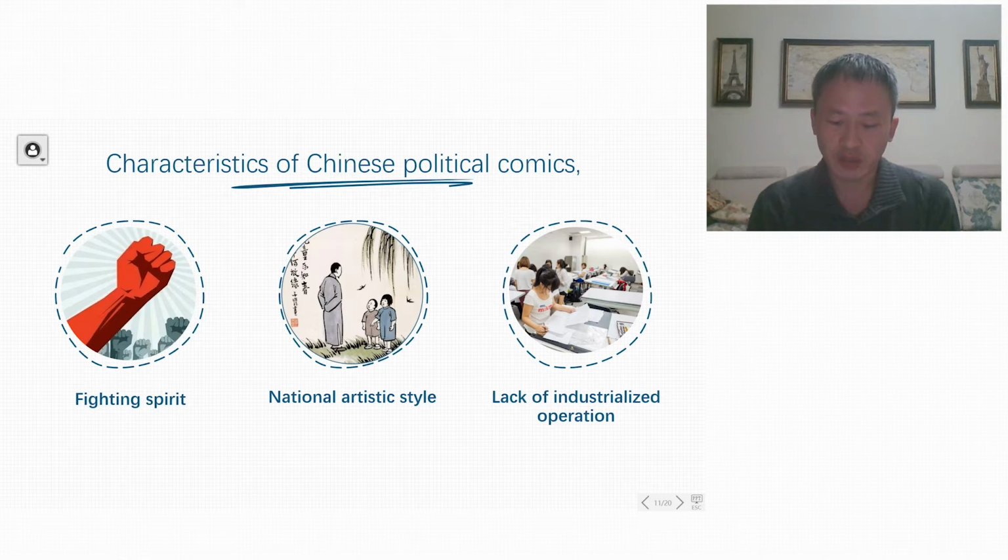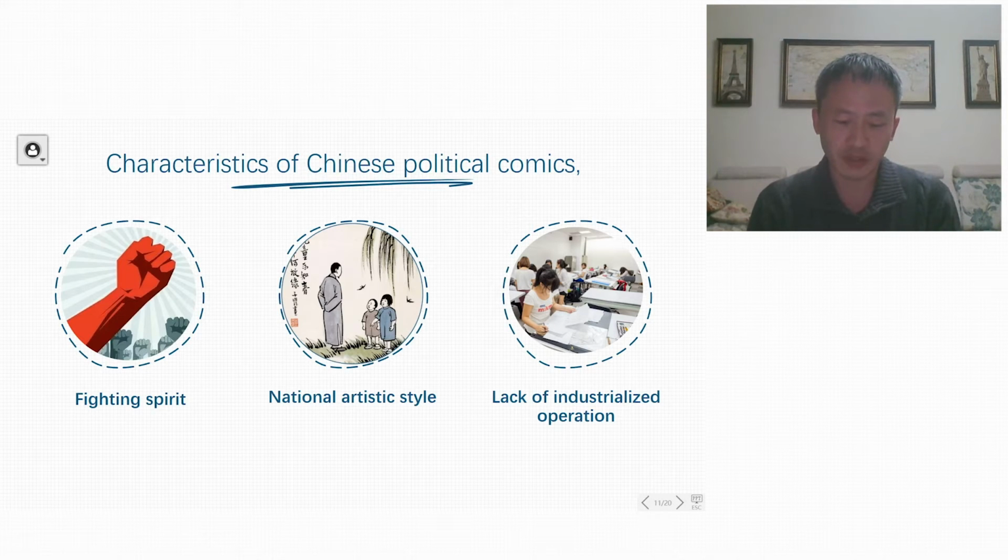Due to the lack of industrialization and the limitation of technology and economic conditions, the value of the comic industry clusters had not been realized until the 1980s. The Chinese began to study the comic industry in the United States and Japan. And we also know that the political comics declined together with the newspapers and other traditional media.